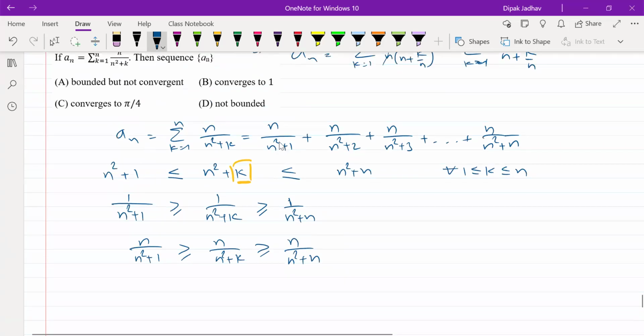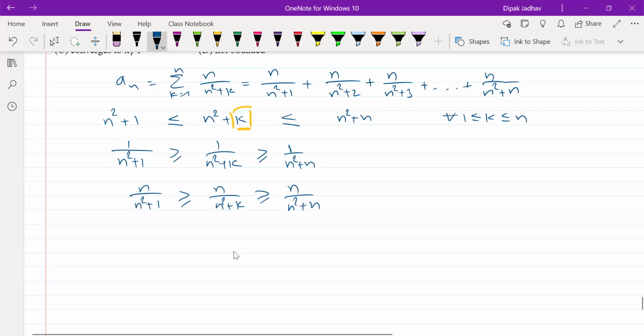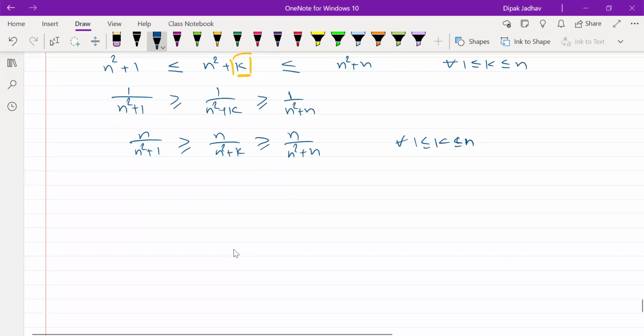An is actually the addition of the middle term as k varies from 1 to n. So let's manufacture an. You need to take addition. You have to add all these n inequalities. This is true for all 1 less than or equal to k less than or equal to n. So you take addition over k.